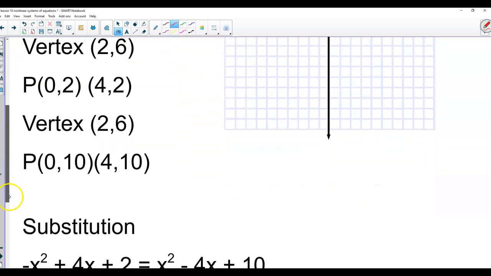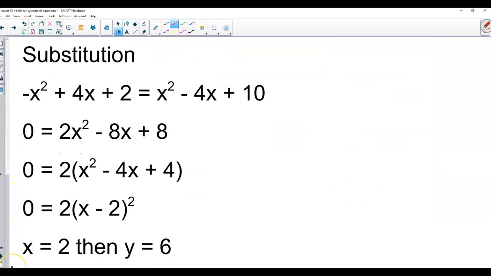Now, if I were to do this one algebraically, you set them equal to each other. I'm going to add x squared to the right side because I want the x squared to be positive. I'm going to subtract 4x over, and I'm going to get negative 8x. I'm going to subtract 2 over, and I'm going to get 8. I'm going to take a GCF out, a 2. And when I factor it, I'm left with x minus 2 times x minus 2, which is x minus 2 squared. Therefore, my x has to equal 2.